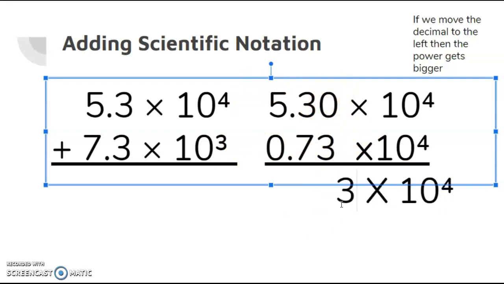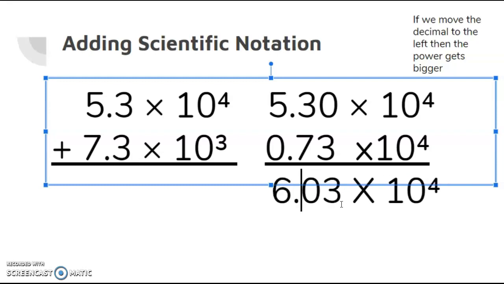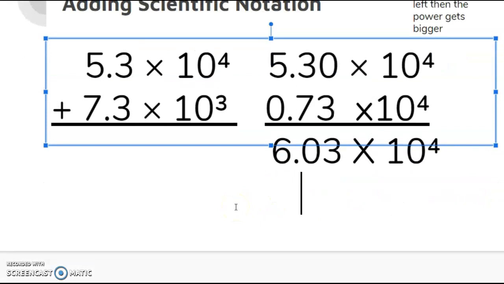So this is 3 and 10, carry the 1, 6. So we have 6.03, or 6 3/100. And then we're checking the first number to make sure that it is less than 10 but greater than or equal to 1, and 6 does fit in that parameter. So we are good. So this is our scientific notation for that.